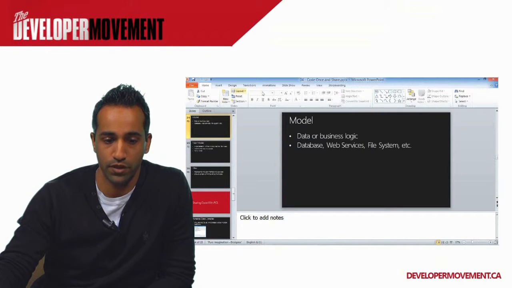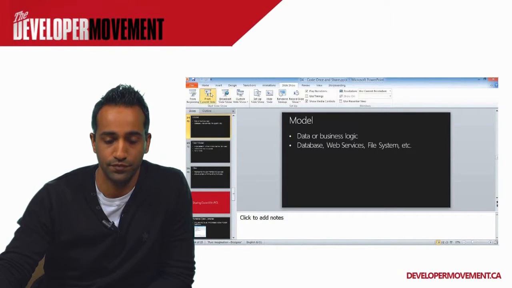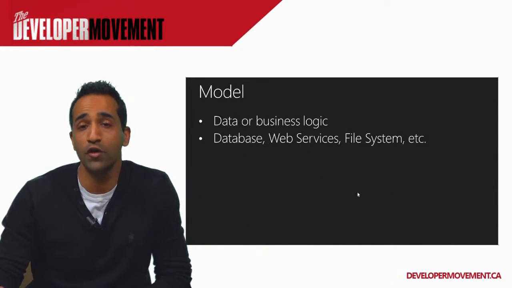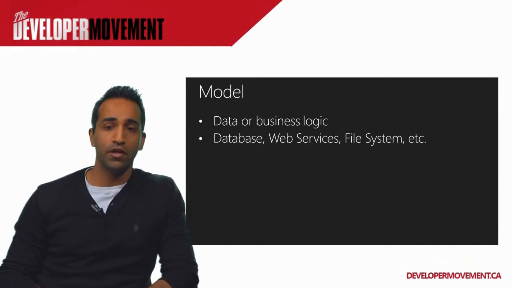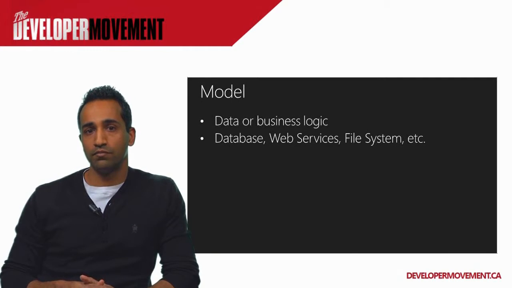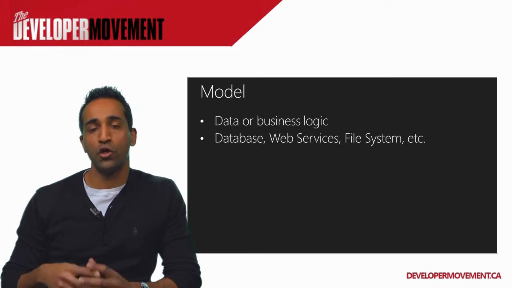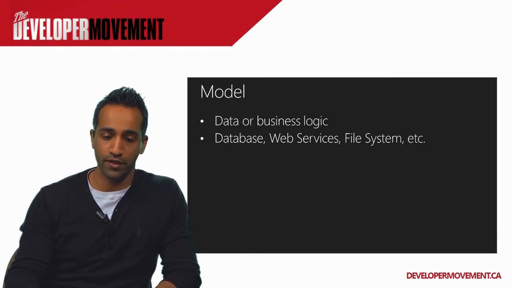So let's go back to the slides. So again, your model can be anything. It can be the database. It can be from a web service, from a file system. What I've done is basically create a couple classes to show the structure of that data and what I'm pulling back from the Netflix API.